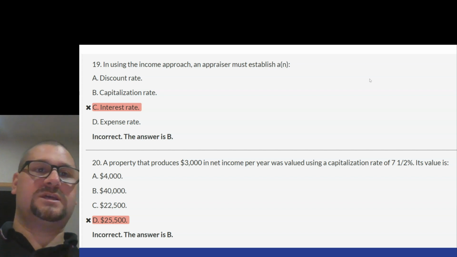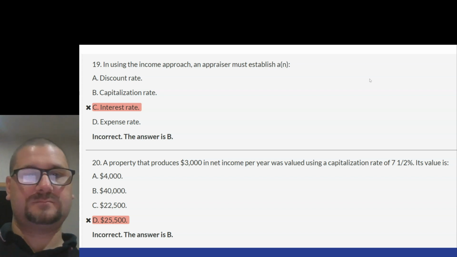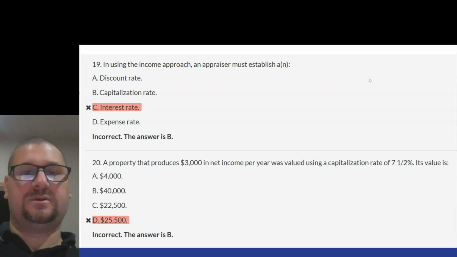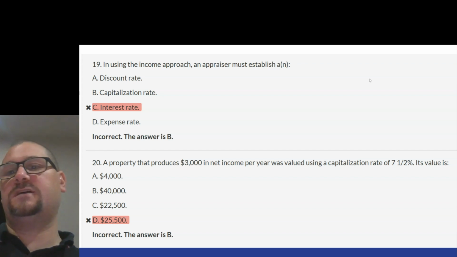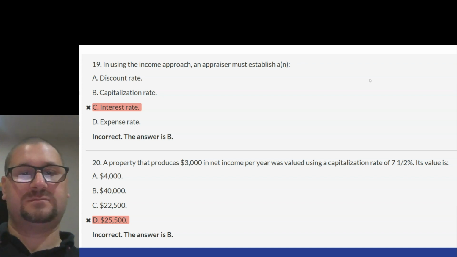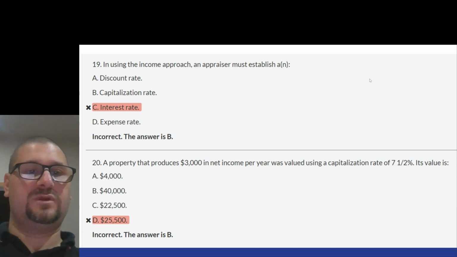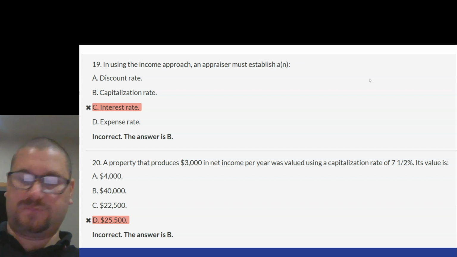Then you must establish a discount rate? No. Cap rate? Yes. Interest rate? No. An expense rate? No. A property that produces $3,000 in net income per year was valued using a cap rate of 7.5%. Its value is, bravo, $40,000. So you're going to need to do some math on that one.